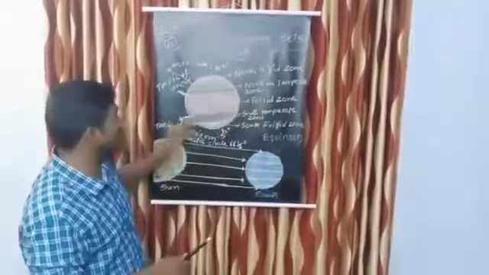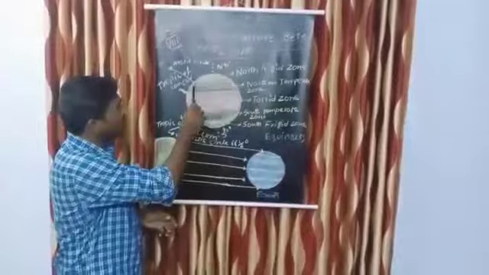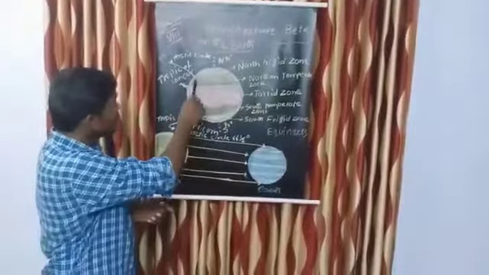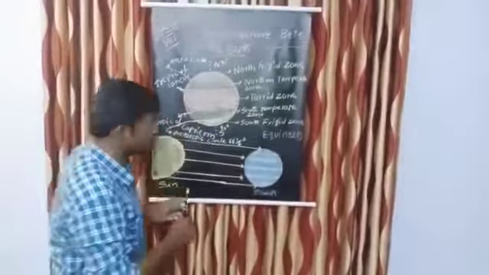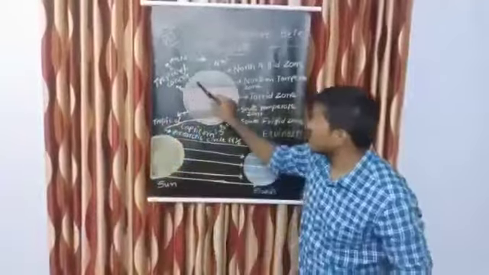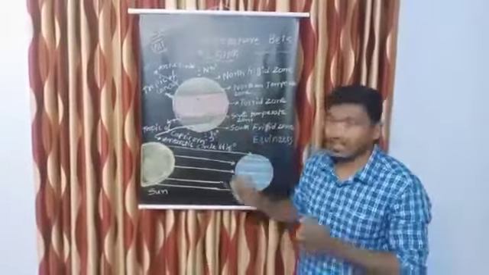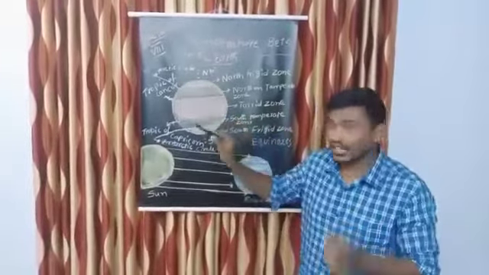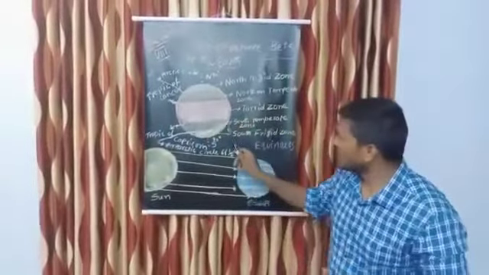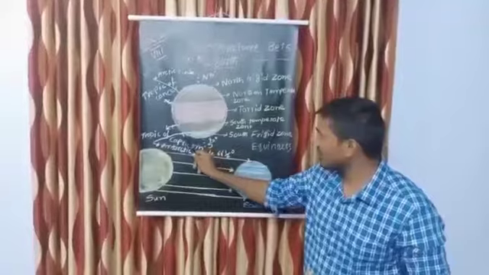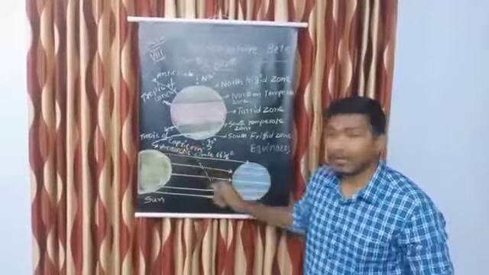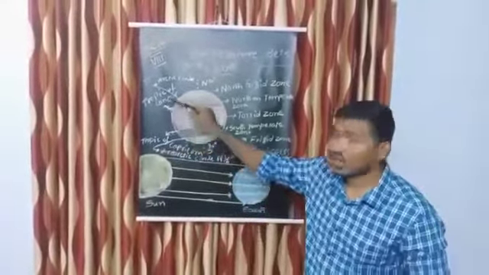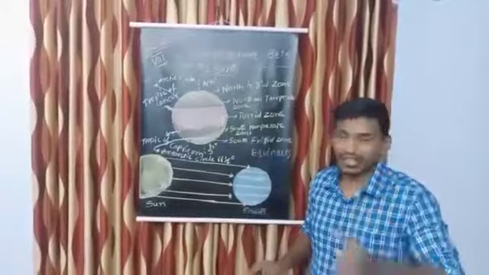Now we move on to this one. Okay, same thing. This is known as the Tropic of Cancer. This is 23.5 degrees. Now we move on to the downside. We can see this one, the Tropic of Capricorn. This is also 23.5 degrees.